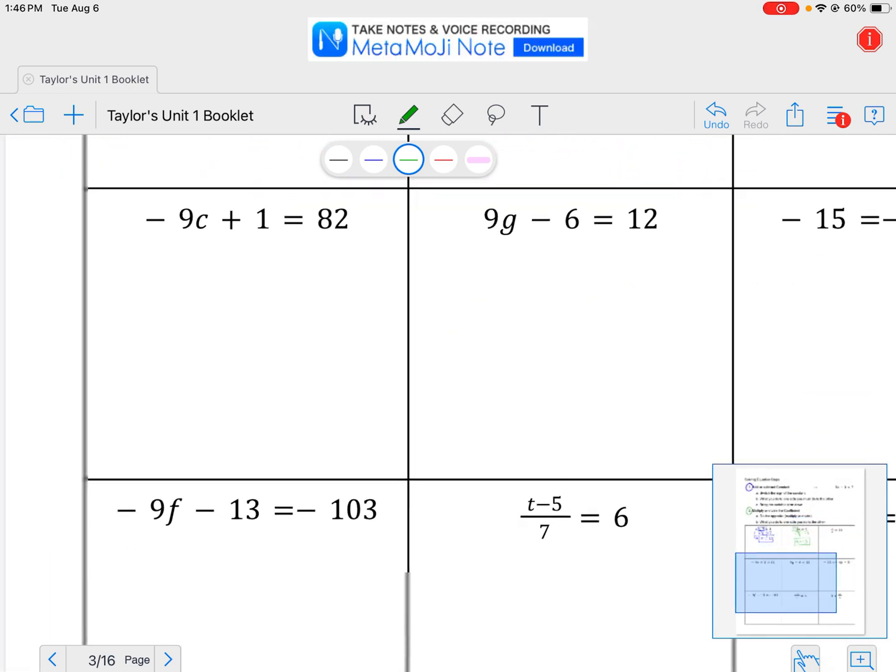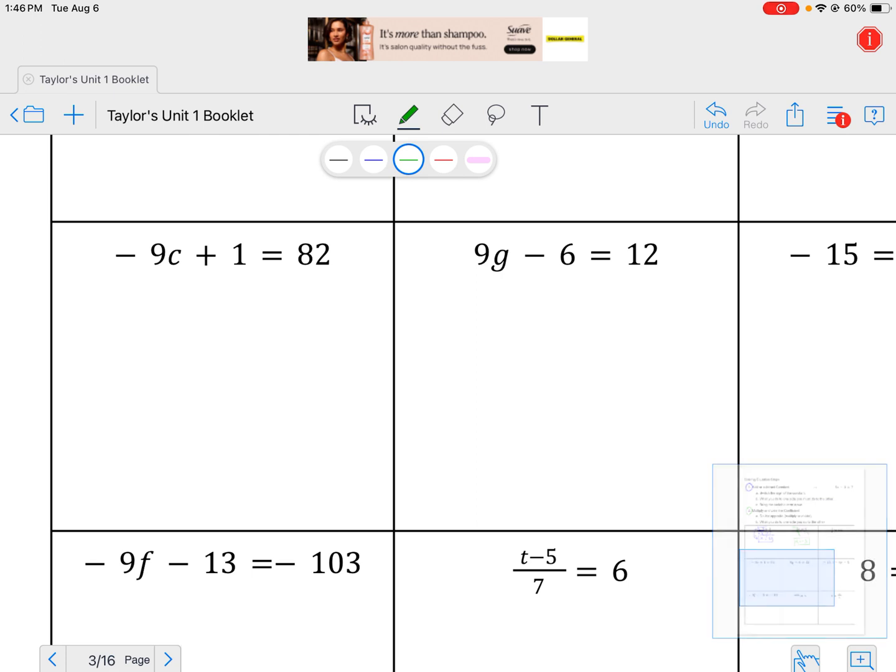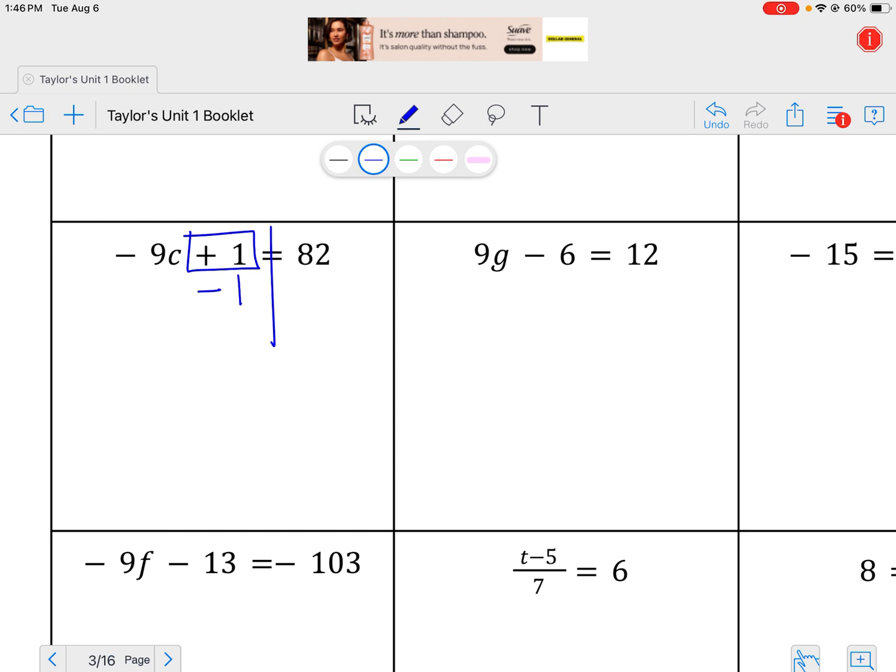All right, so on these next problems, everything is going to have a constant and a coefficient. So again, our constant is the number and the sign in front of it that does not have a variable. So I need to do the opposite operation, which means subtract. And what I do to one side, I do to the other. They cancel. I'm left with a -9c equals 82 minus 1 is 81.